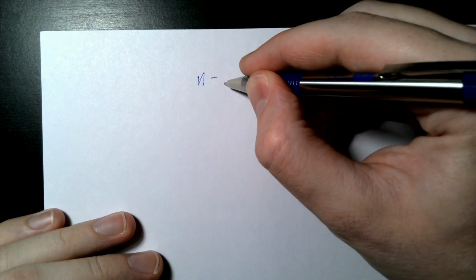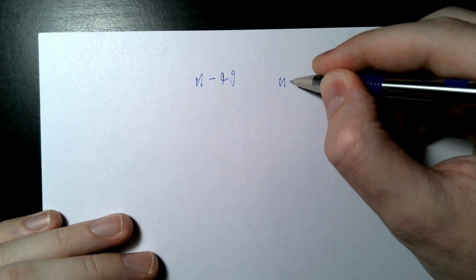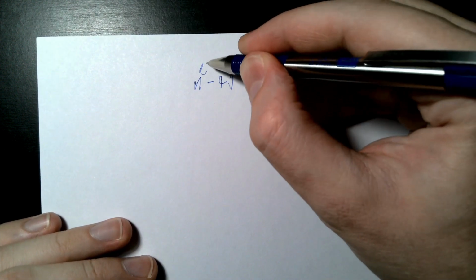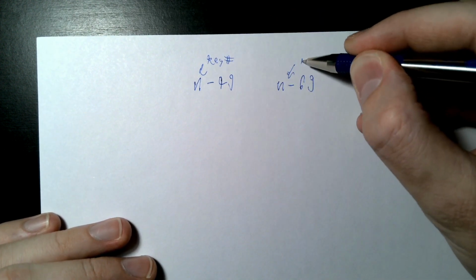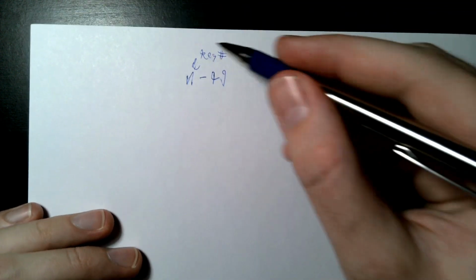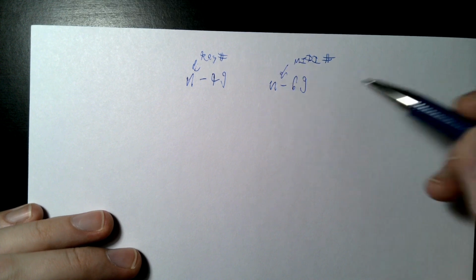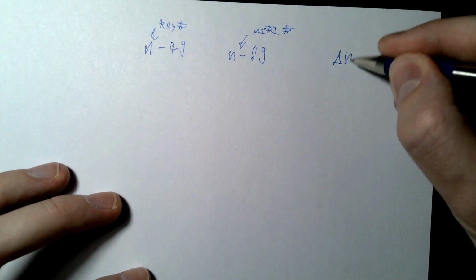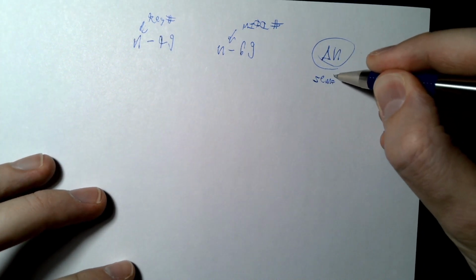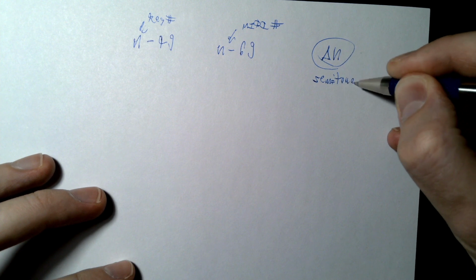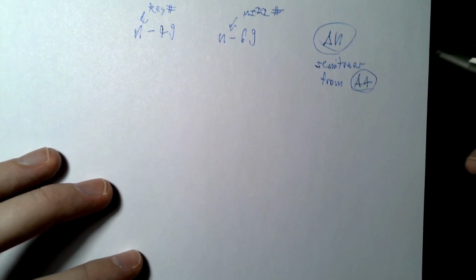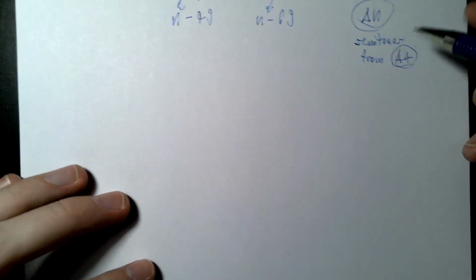We can do n minus 49, or n minus 69, whichever you prefer. So this n is the key number, and this n is the MIDI number. It just depends on how you want to do it, and this is an arrow, by the way. It's a horribly drawn arrow, and so is this. Or we can just say delta n. Delta n represents how many semitones away from A440, or A4. Semitones from A4. A4 is the scientific note name of that piano note.